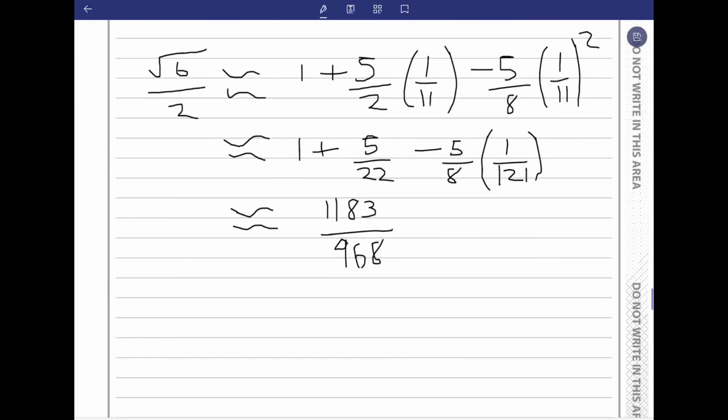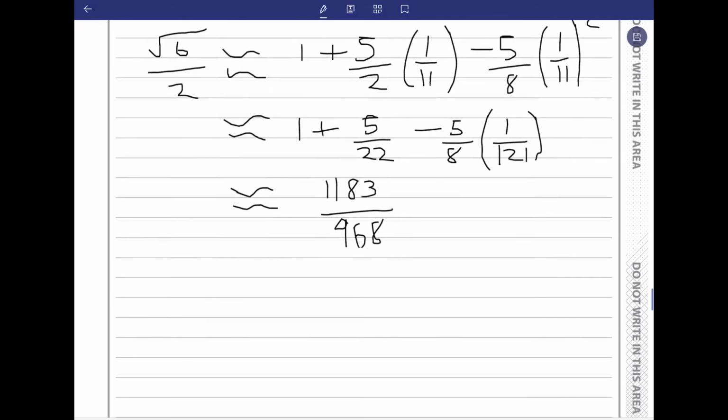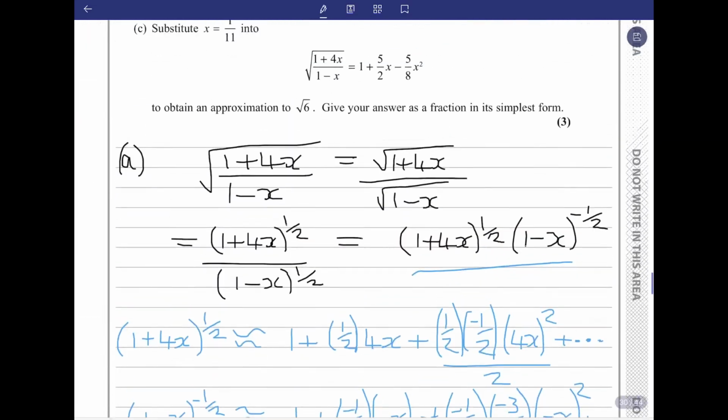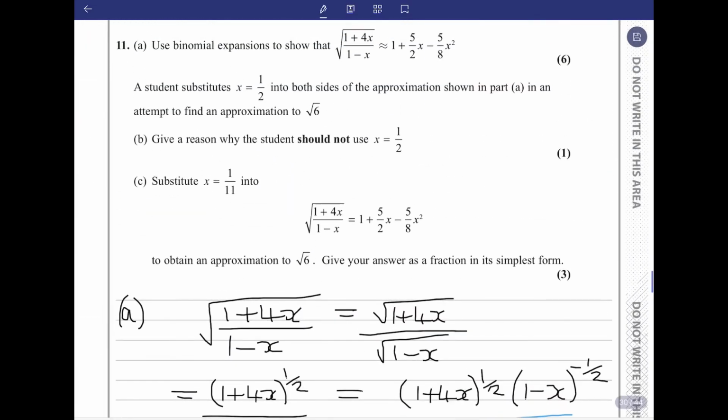Now recall that the question asked us to find an approximation to root 6, so all we have to do is multiply both sides by 2, as we just approximated root 6 divided by 2. So we get root 6 is approximately 1183 divided by 484. And that is the final answer for that question. So quite a long question, but also quite nice.